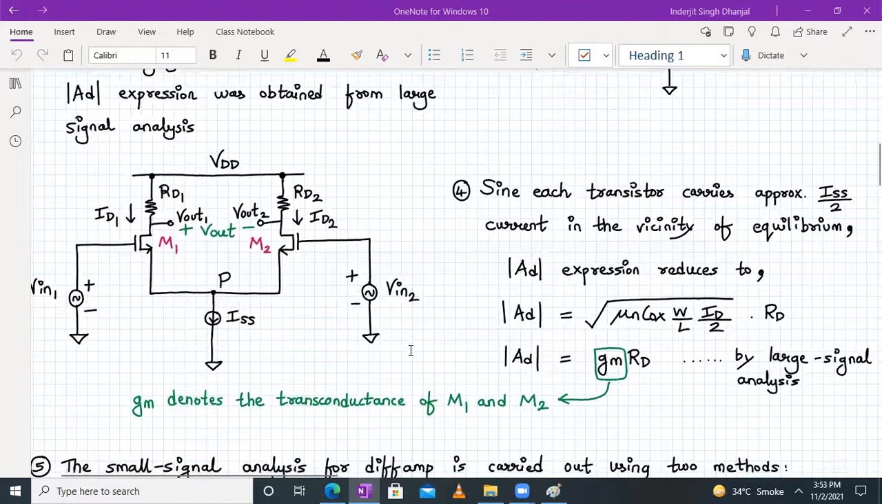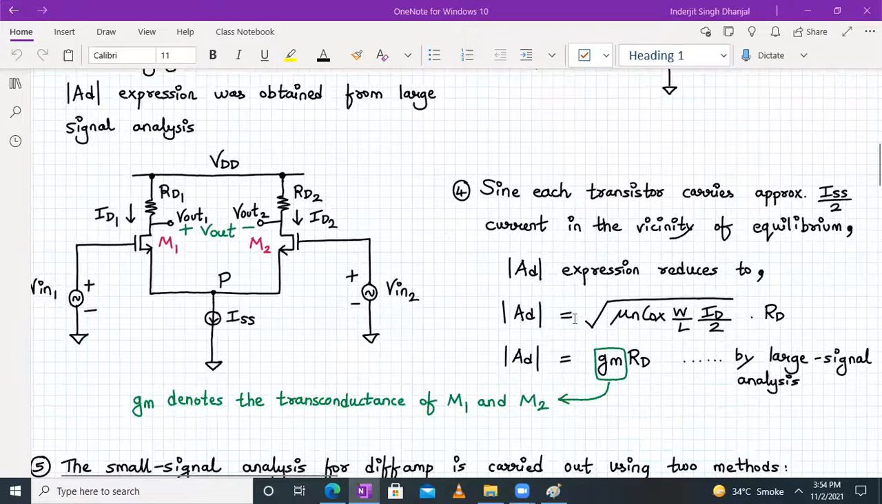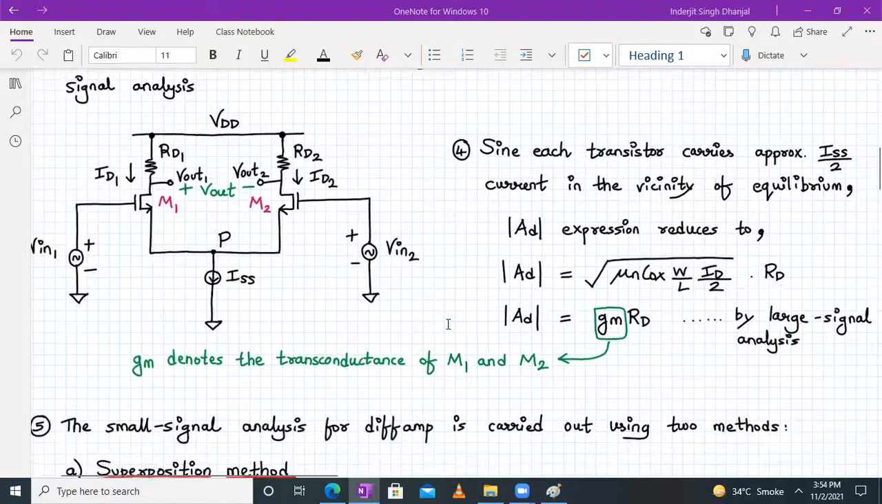Now, since each transistor M1 and M2 carries approximately half of the current of ISS in the vicinity of equilibrium, this expression of differential gain reduces as follows. AD will be given by the square root of mu n Cox W by L into ID, divided by 2, into RD, where the first term is nothing but gm. So the differential gain formula is given by mod of AD equal to gm into RD, where small gm indicates the transconductance of M1 and M2, which are nearly the same in this case.